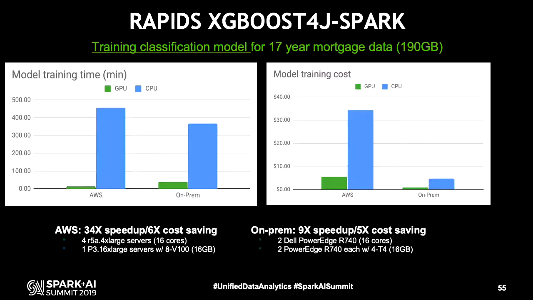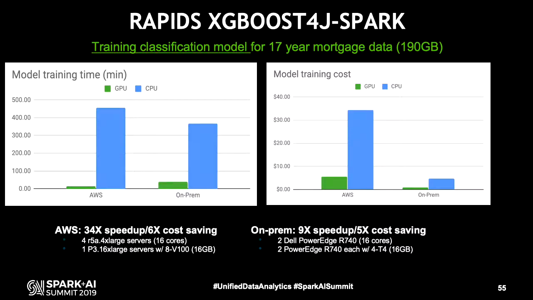Okay, so now we have that, and this is available now, and this is some of the performance numbers we're seeing from it. So this is the training classification. It's on 17 years of mortgage data, which is about 190 gigs, so a medium-sized data set. And here we're comparing both AWS and an on-prem cluster. You can see we're getting some pretty good numbers.